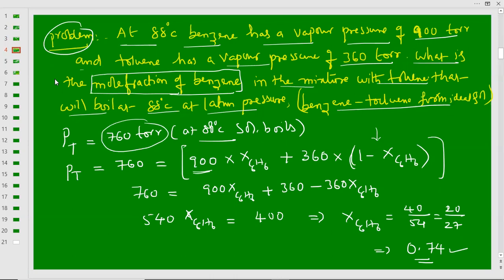After simplification, 760 becomes 900 mole fraction of benzene plus 360 minus 360 mole fraction of benzene. Upon simplification, 540 into mole fraction of benzene is 400, and finally the mole fraction of benzene upon calculation is 0.74. That is the answer. In this way you can find the mole fraction of benzene when benzene is mixed with toluene and boils at 88 degrees Celsius at 1 atmosphere pressure. The consideration of 760 is needed. If it is not taken, there will be total confusion. So this is the answer for this problem.